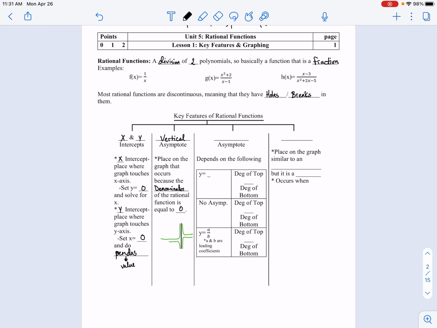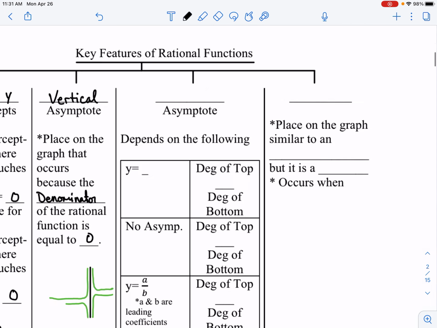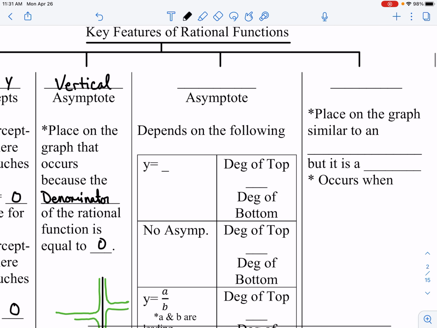Today we'll be continuing off of the key features of rational functions, specifically looking at the horizontal asymptote. Now, a horizontal asymptote is just like a vertical asymptote in the fact that it is an asymptote. However, instead of the imaginary line running up and down or being vertical, it runs side to side.